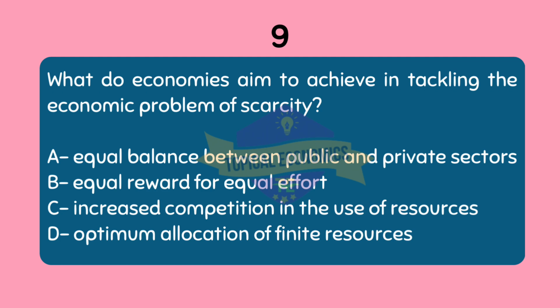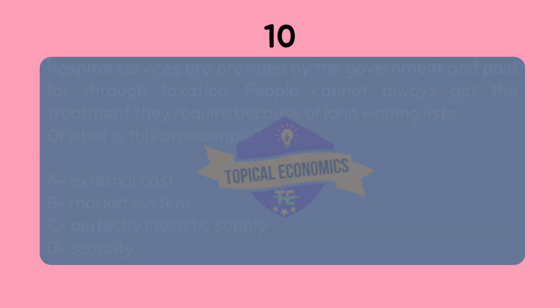Looking at the other options. Option A, equal balance between public and private sectors, is a policy choice but not a fundamental solution to scarcity. Option B, equal reward for equal effort, addresses equity rather than the allocation of resources. And option C, increased competition in the use of resources, may improve efficiency but is not the primary goal in addressing scarcity.